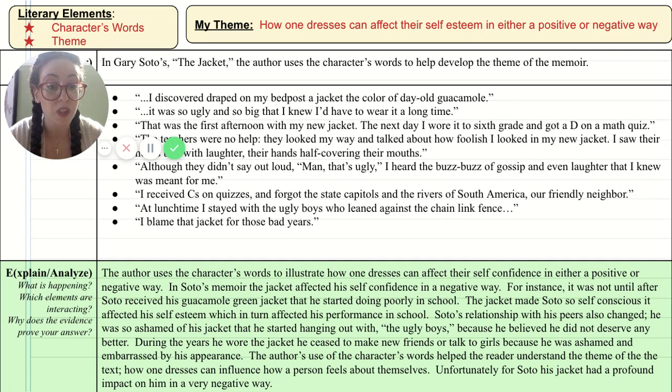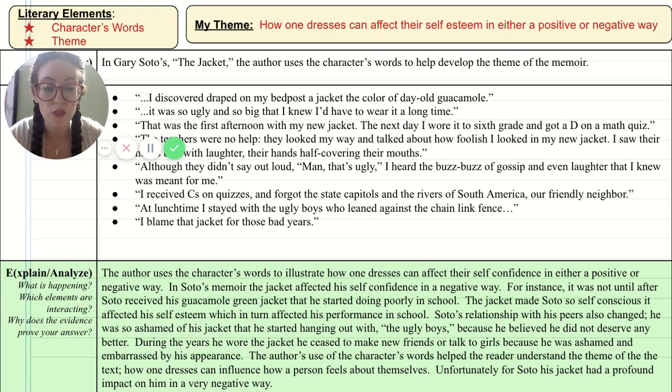Soto's relationship with his peers also changed. He was so ashamed of his jacket he started hanging out with the ugly boys because he believed he did not deserve any better. During the years he wore the jacket, he ceased to make new friends or talk to girls because he was ashamed and embarrassed by his appearance.